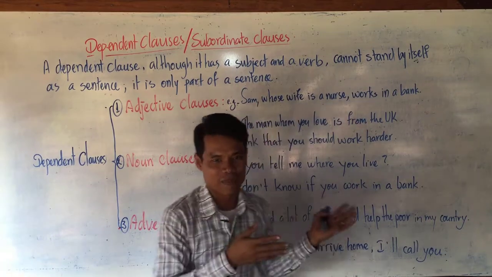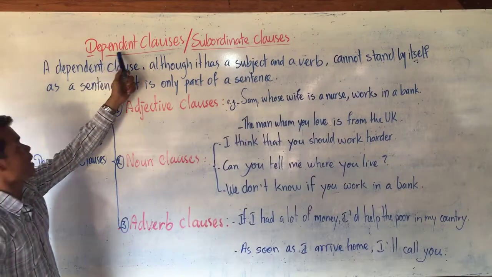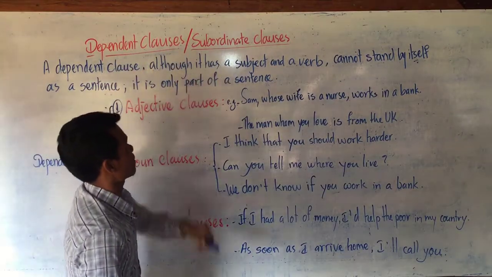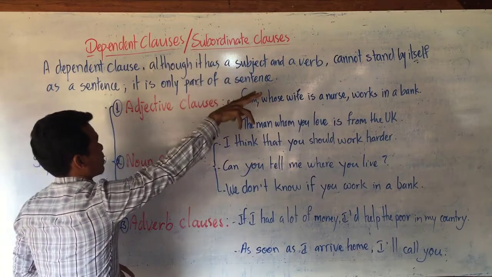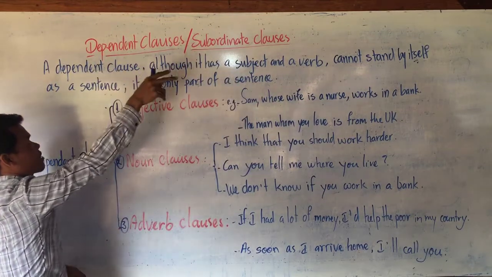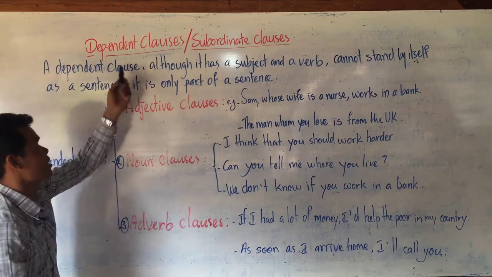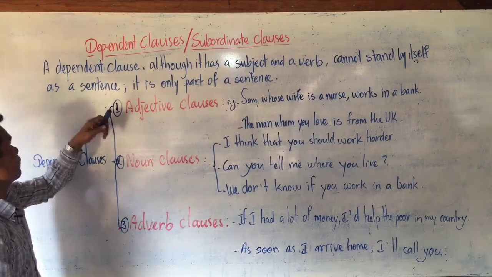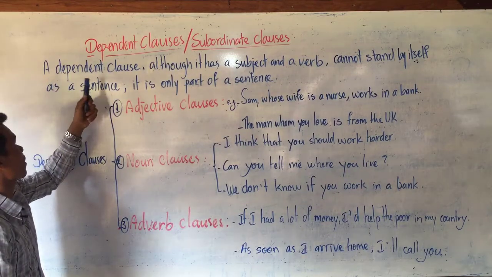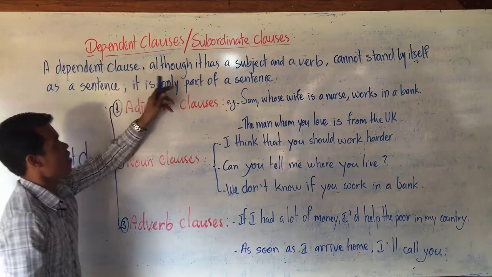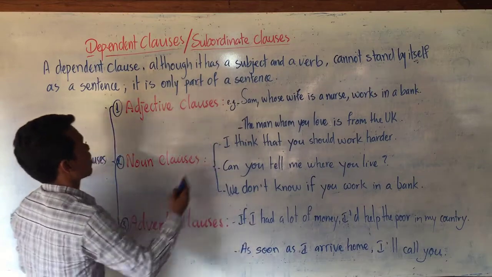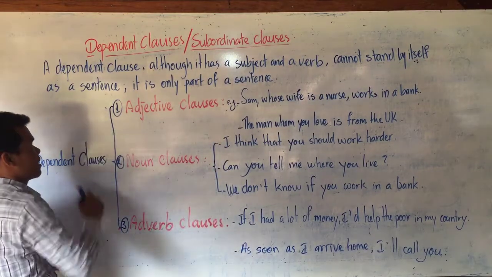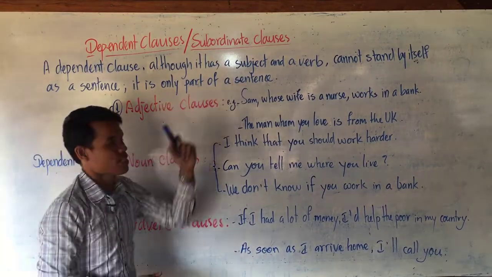So look at the board with me. Okay. Dependent clauses or subordinate clauses, the same thing, right? Some teachers call subordinate clauses and some teachers call dependent clauses. I prefer dependent clause or DC. Definition of dependent clause. A dependent clause, although it has a subject and a verb, cannot stand by itself as a sentence. It is only part of a sentence.